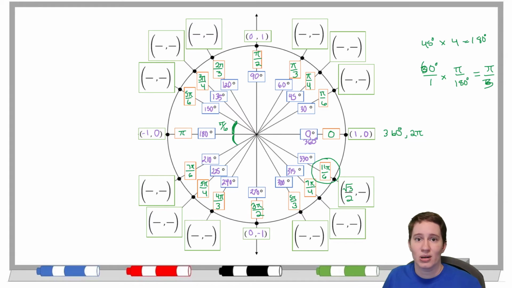But this will also help you with lesson 16 of Precalculus Math UC, or maybe you're just trying to memorize radians on a unit circle. Hopefully this helped with that.